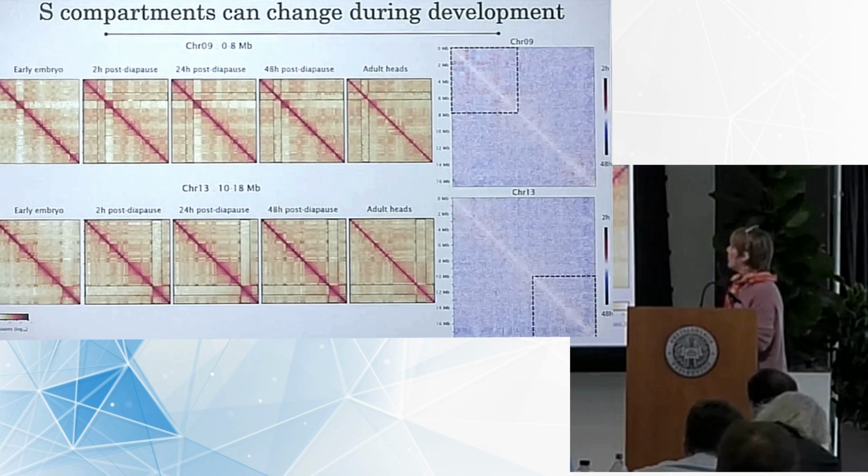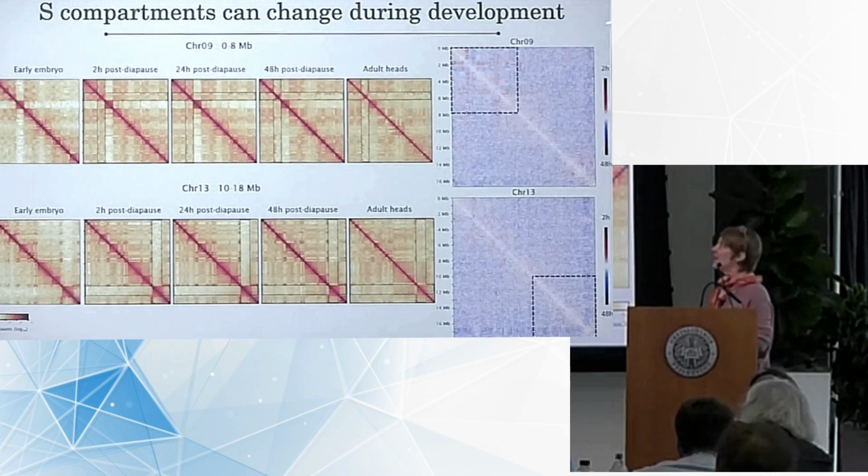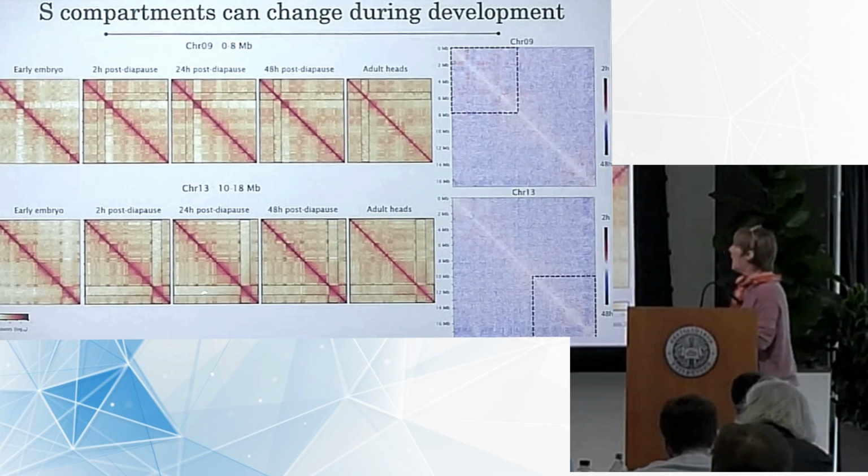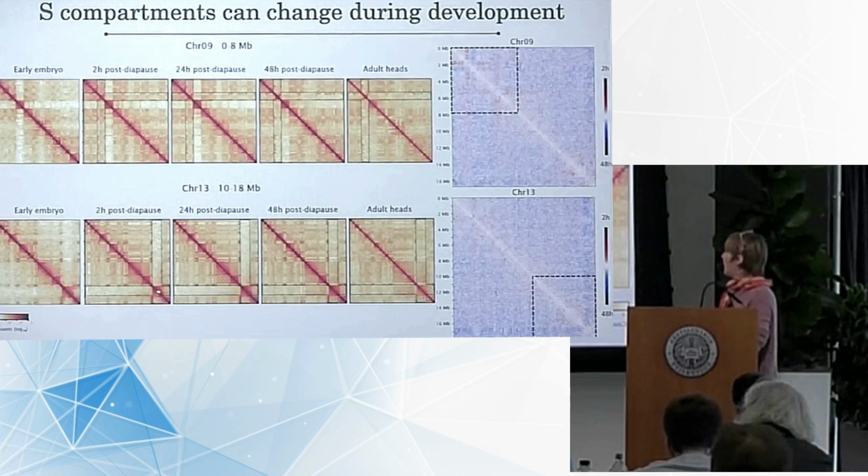On the top here, I'm showing you an example of an S compartment that appears between the time points and is then maintained in the adult head. If you make these differential maps to compare between 2 hours and 48 hours after diapause, it shows as a red stripe here. And on the bottom, I'm showing you an example of the reverse, a region that corresponded to an S domain and then turns to a checkerboarding as a B compartment, and is also maintained in adult heads. This is shown here by a blue stripe.